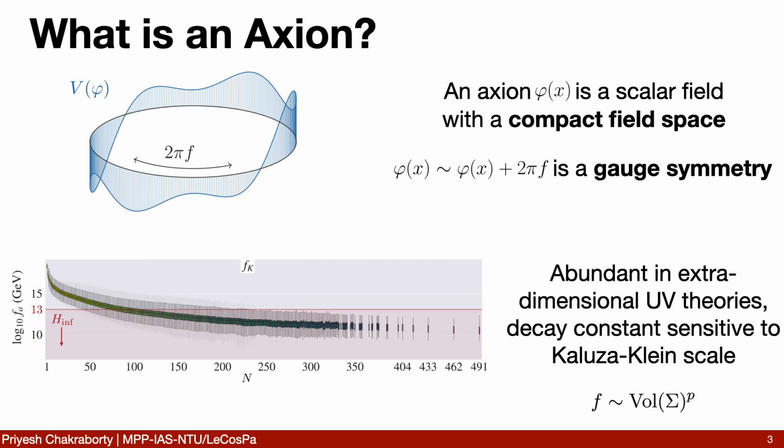So such light, effectively massless axions are abundant in extra dimensional UV models, where the decay constant of these axions can span a huge range of values, as high as the Planck scale, and this value is controlled by the size of your extra dimension. So these axions carry some memory of this extra dimensional physics.